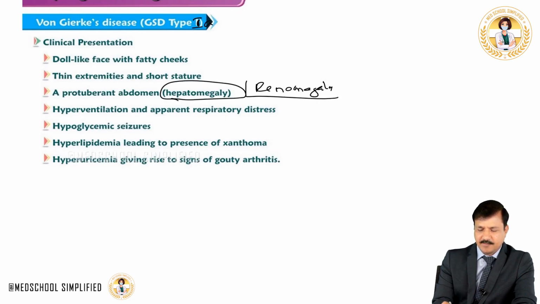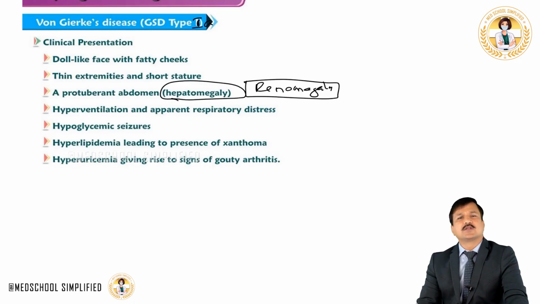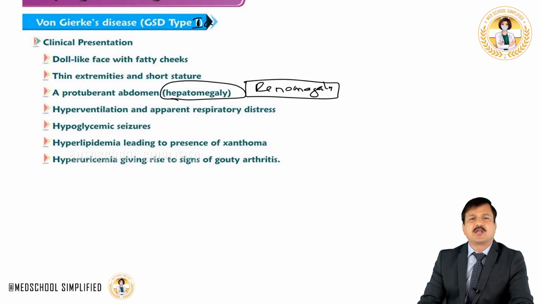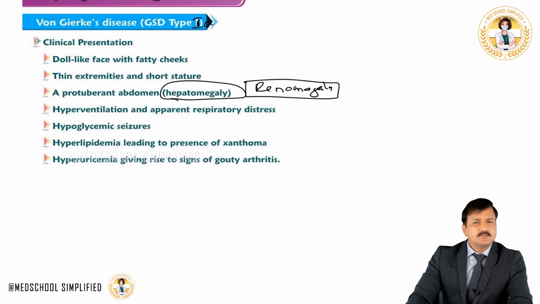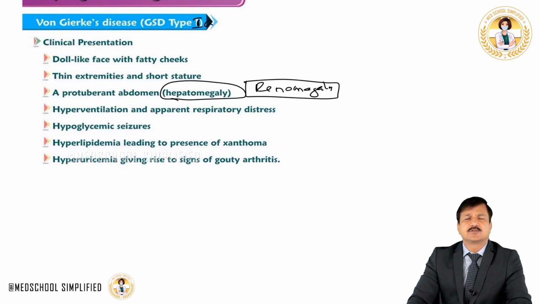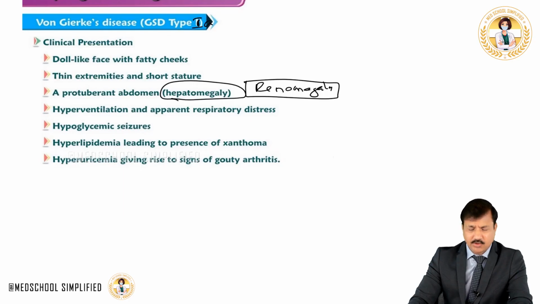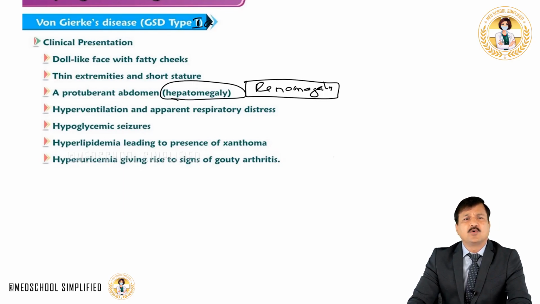Hepatorenomegaly is seen in von Gierke disease because the glucose 6-phosphatase enzyme is predominantly seen in the liver. In the deficiency or defect of the glucose 6-phosphatase enzyme, glucose 6-phosphate is not going into glucose formation sufficiently. So that will lead to metabolic changes leading to hepatomegaly. And also, since glucose 6-phosphatase is located in the kidney, von Gierke disease type 1A will lead to renomegaly. So hepatorenomegaly is one of the features of von Gierke disease, and that will lead to a protuberant abdomen.